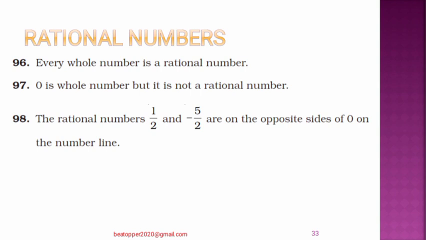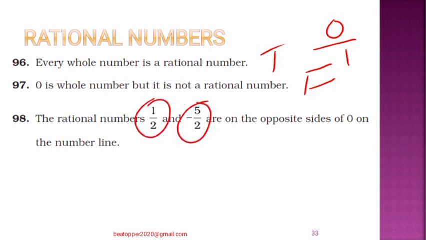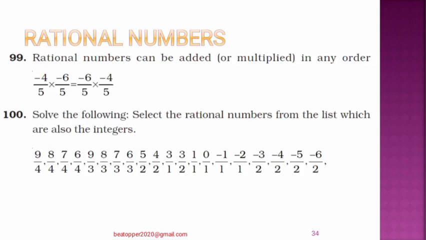Every whole number is a rational number. It is again true. 0 is a whole number and it is also a rational number. 0 can be written as 0 by 1. The rational numbers 1 by 2 and minus 5 by 2 are on the opposite sides of 0 on the number line. Yes, one of the numbers is negative and the other is positive, so it is true. Rational numbers can be added in any order. True, commutative property is applicable.